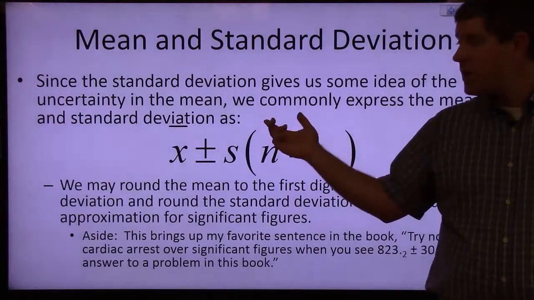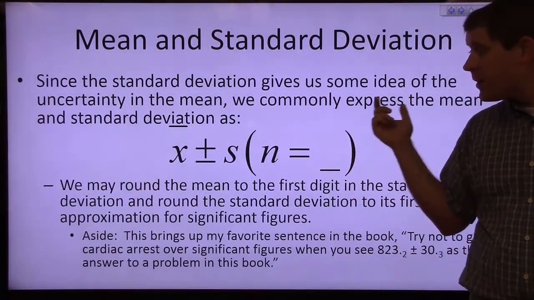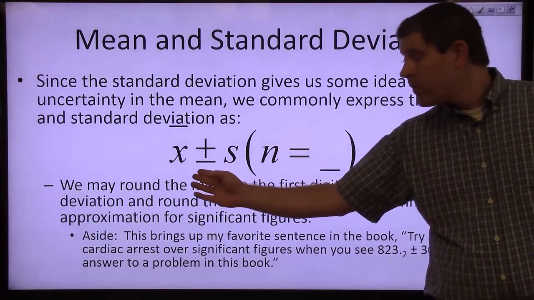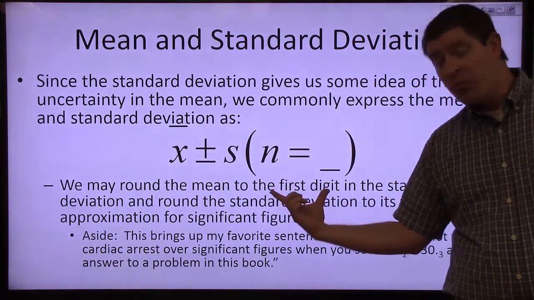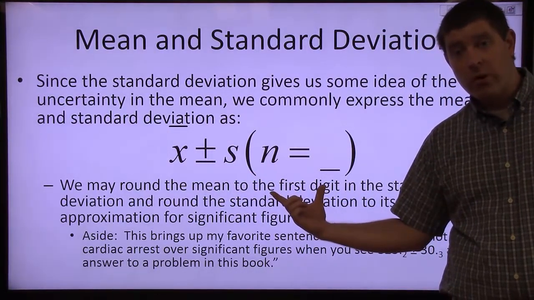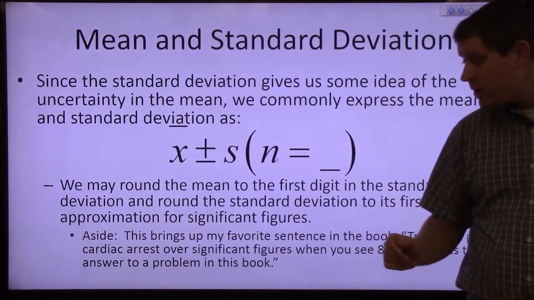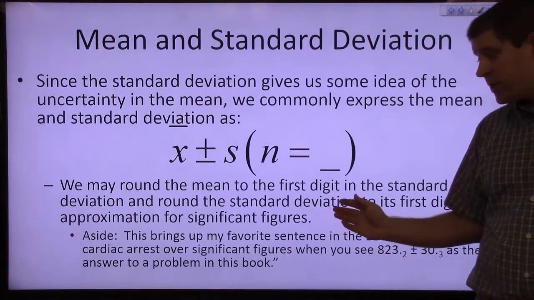Now, since the standard deviation gives us some idea of the uncertainty in our mean, we can commonly express the mean and standard deviation as x bar, the mean, plus or minus the standard deviation, and then in parentheses we write the number of data points. We may round the mean to the first digit in the standard deviation and round the standard deviation to its first digit as an approximation for significant figures.